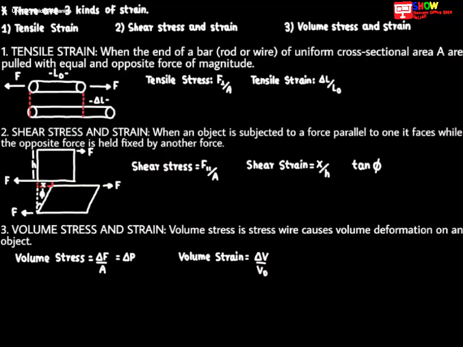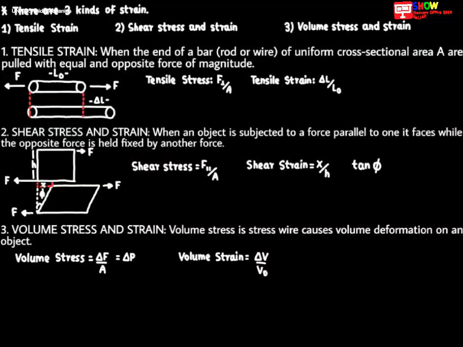There are three kinds of stress and strain: tensile, shear, and volume. Number 1, tensile stress and strain. When the ends of a bar, rod or wire of uniform cross-sectional area A are pulled with equal and opposite forces of magnitude F, tensile stress is F perpendicular over area. Tensile strain is change of L over L naught.